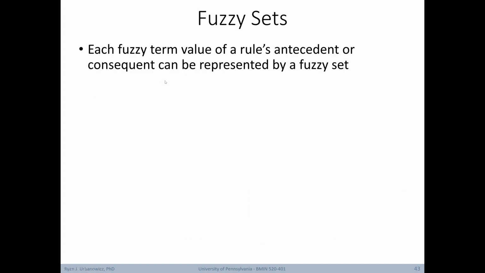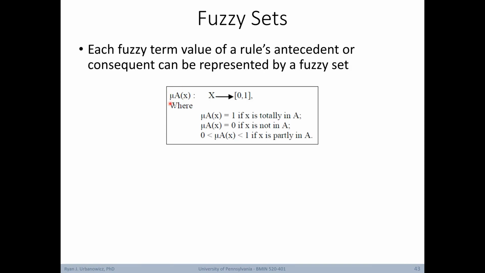Each fuzzy term value of a rule's antecedent or consequent can be represented by what's called a fuzzy set. Here our fuzzy term is A, and A can have a degree of membership X that can range from 0 to 1, where our term A is 1 if X is totally an A, and A is 0 if X is not at all in A. And more commonly, A is between 0 and 1 if X is partly in A.